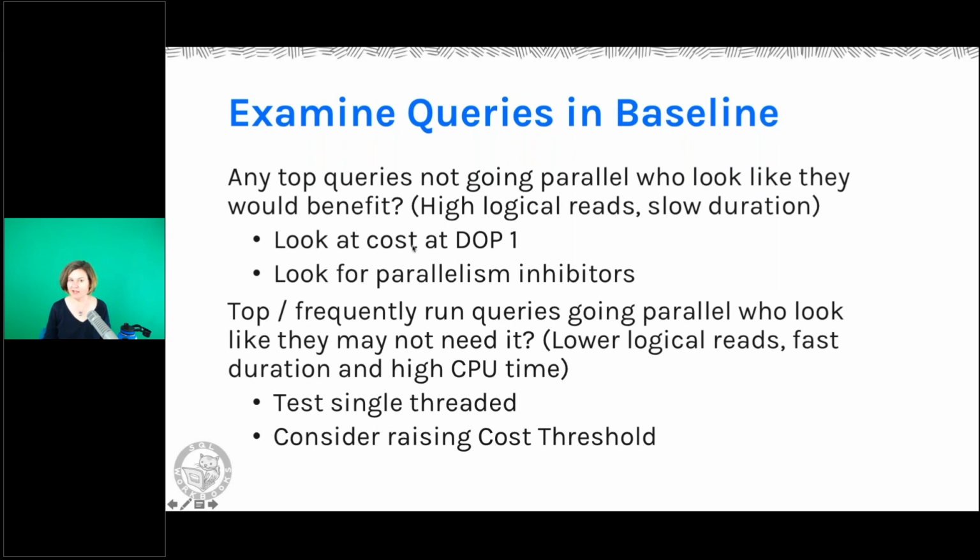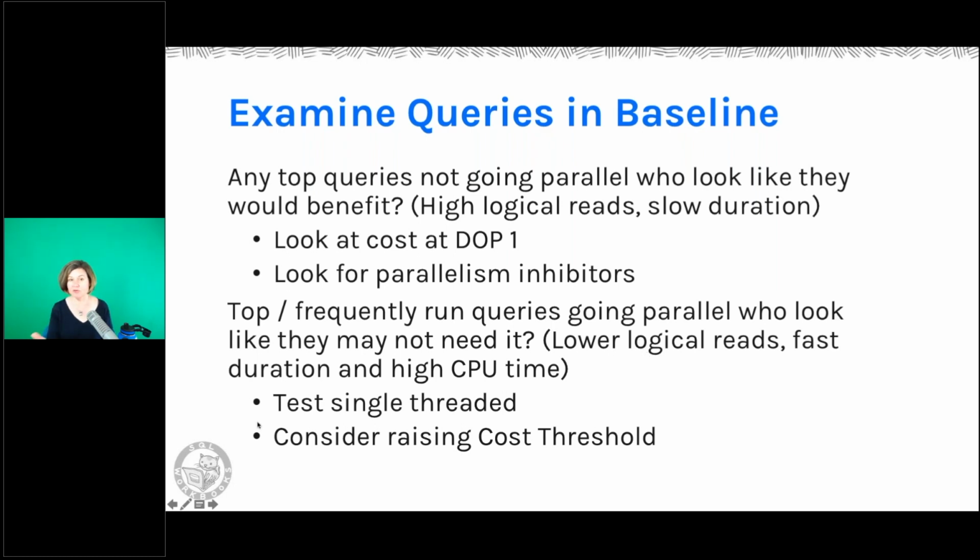It might indicate I need to lower my cost threshold. But also, just why are they slow if they're costed under 50? Are they undercosted? If I have frequently running queries that go parallel and look like they may not need it, I look at them and I'm like, oh, you're going parallel and you're doing like 2,000 logical reads. Do you really need to go parallel if you're doing 2,000 logical reads? That might be a good case for raising cost threshold even higher.